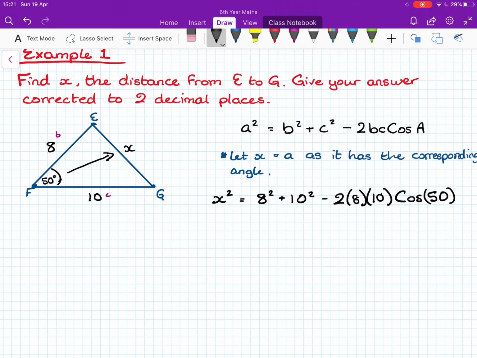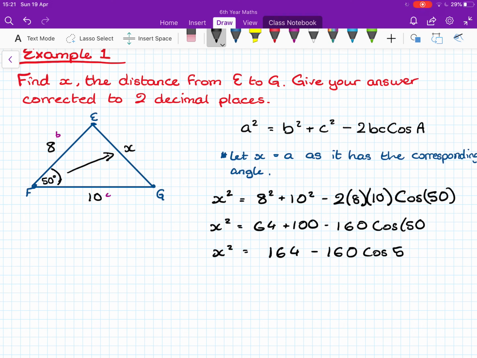So what we need to do is a bit of tidying up on our right hand side. So this is going to be x squared is equal to 64 plus 100 minus 2 times 8 times 10, which is 160, times cos of 50. Tidy this up a little bit more. So we've got x squared is equal to 164 minus 160 cos of 50.